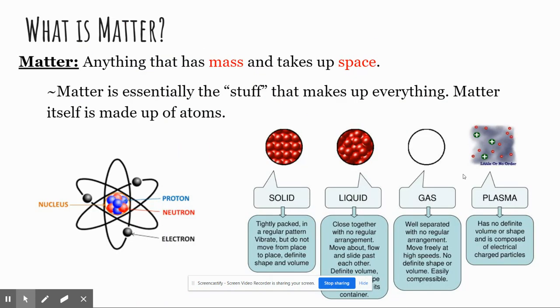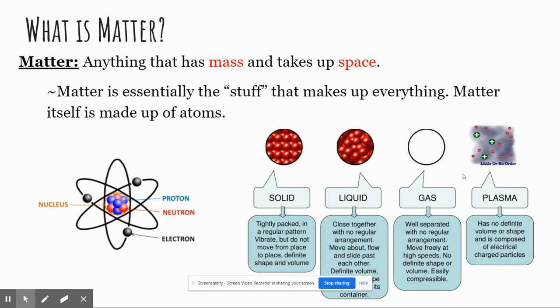And matter is anything that has mass and takes up space. Okay, so it has to be something that exists in the world, and it has mass, right? Meaning that this is something we typically think of as weight. We'll talk about what weight actually is in a little bit. So it has mass, and it takes up space, right? It has to exist three-dimensionally and take up space.